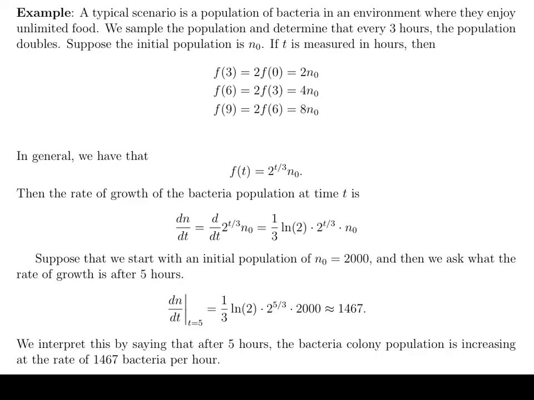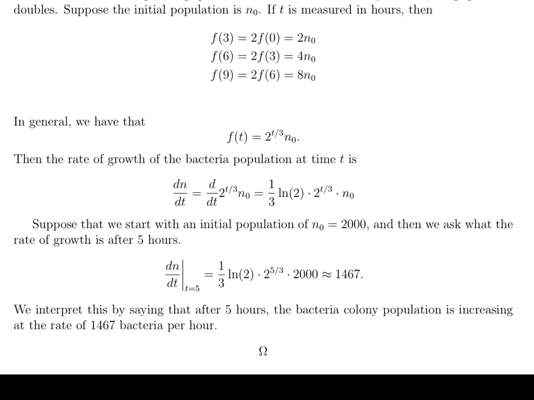So now let's say what this number represents. The interpretation of this number is that after 5 hours, the bacteria colony population is increasing at a rate of 1,467 bacteria per hour. That's how fast the colony is increasing. It doesn't actually say what the bacteria population is at that time. You would have to go back to the original expression here to figure out what the population is. This is telling us how fast that population is growing.